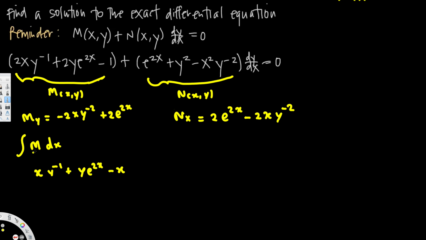Now we have only integrated with respect to x. Since we have y and x, we have only taken care of the x values. So for the y values, instead of putting a constant right here, we put a function related to y.